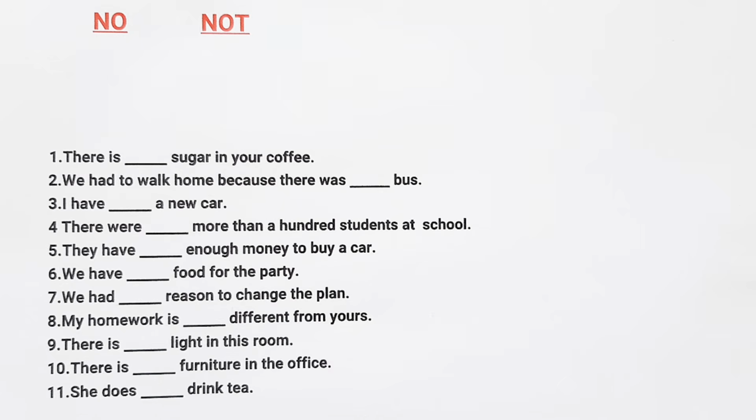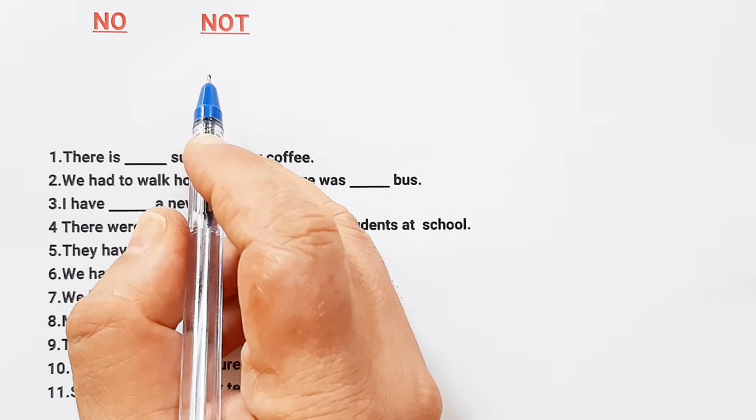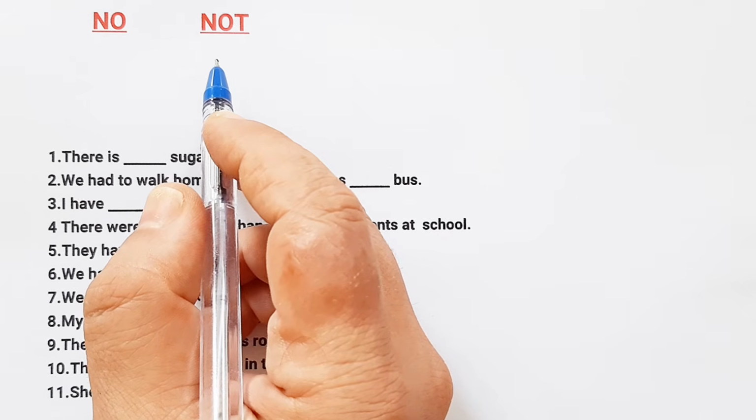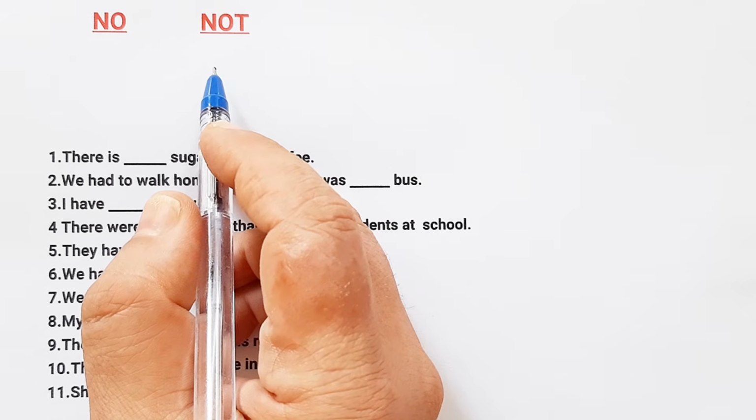No and not both mean no, right? Well, not really. Let me show you the real difference. Here we have no and not, and both of them are used to make a sentence negative. But there is a difference, and now we are going to learn the difference.